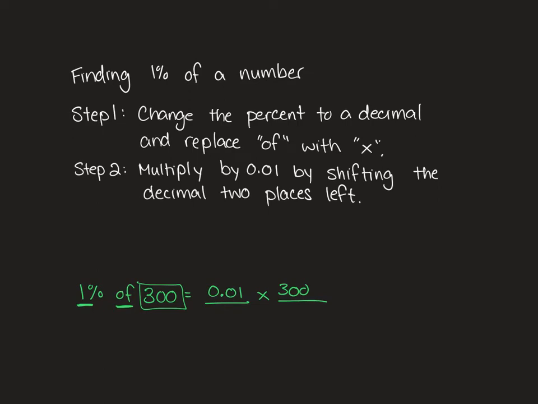Step 2 asks you to multiply by 0.01 by shifting the decimal 2 places to the left, right? So when we multiply by 0.01, it's the same thing as dividing by 100. So if we were to look at our answer here, we'd have an invisible decimal, move 2 places to the left, and that gives us 3. So this is how you're going to complete question number 5.